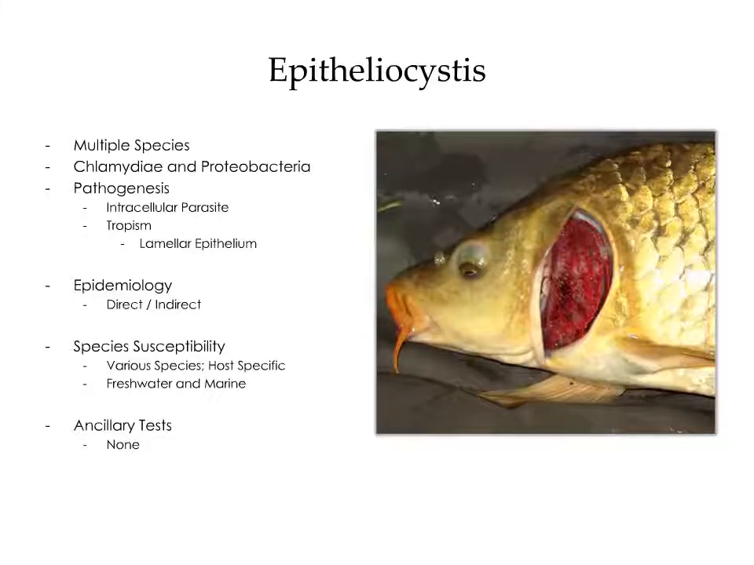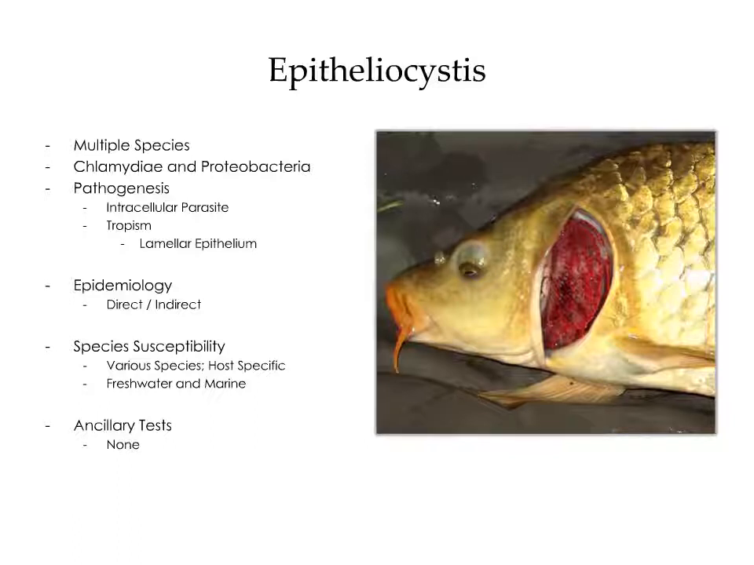Epitheliocystis is an umbrella term for a group of parasitic bacteria that form cysts within the cytoplasm of the lamellar epithelium. These bacteria generally belong to Chlamydiae and Proteobacteria. In regards to epidemiology, transmission is either direct or indirect. Various species of fish in the freshwater and marine environment are susceptible to infection. However, each species of bacteria seems to be fairly host-specific.